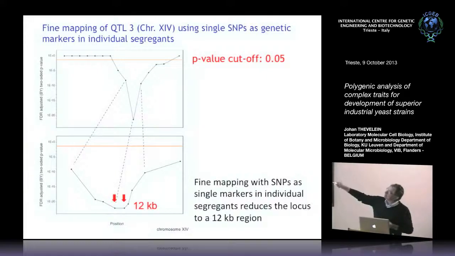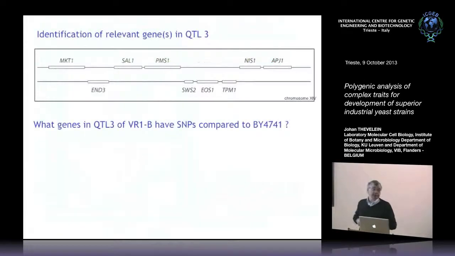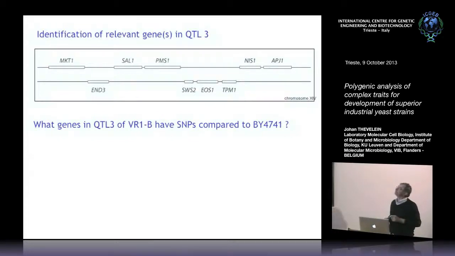When we have this valley, we take some additional SNPs and we do fine mapping with the individual SNPs to get to the shortest fragment in the genome that has a statistically significant link. In this case, we could reduce it to about 12 kb. Then, of course, for the 12 kb, we go to the SGD, and we look what genes are located in this 12 kb fragment. And in this case, there was no gene that had ever been connected with high ethanol tolerance.